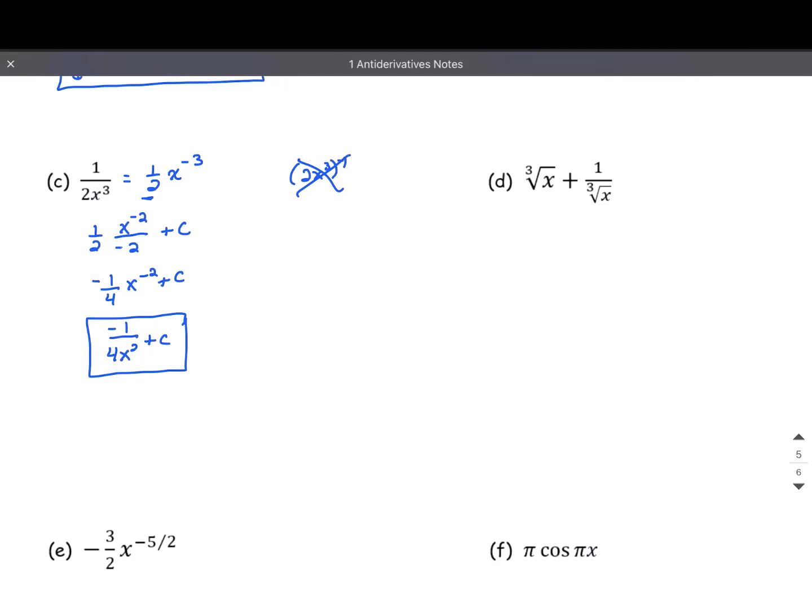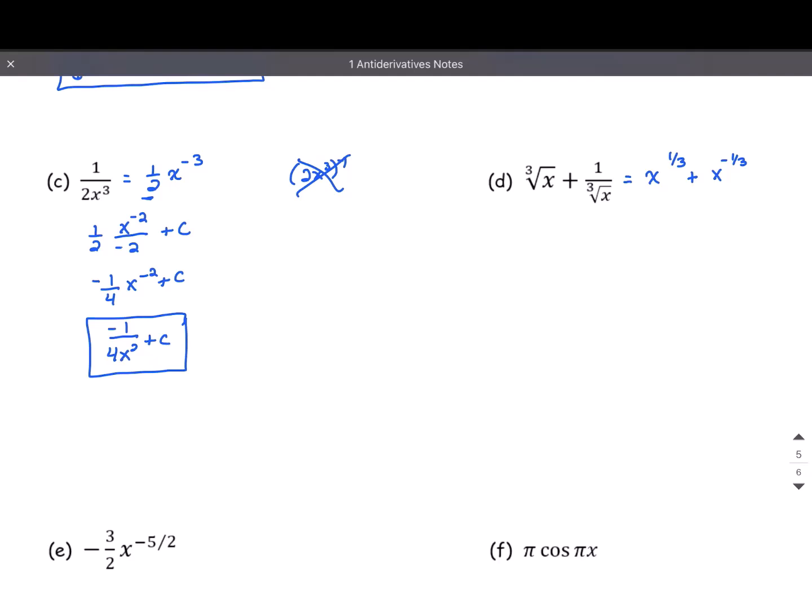Now D, okay, now that I've said that rule, I'm not going to follow through on the next problem, just because it's nasty. Okay, so before we take the antiderivative here, we want to look at what these exponents are. The cubed root of x is x to the 1/3 plus. Now 1 over the cubed root of x is still x to the 1/3, but we have to make that exponent negative so that it's in the bottom.